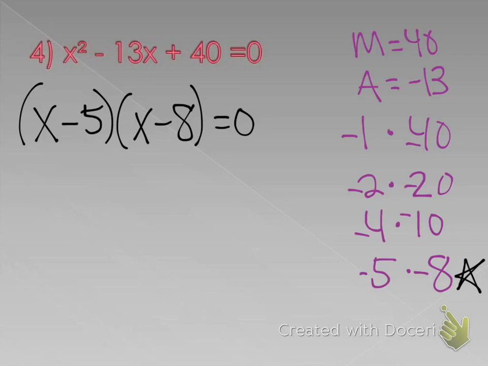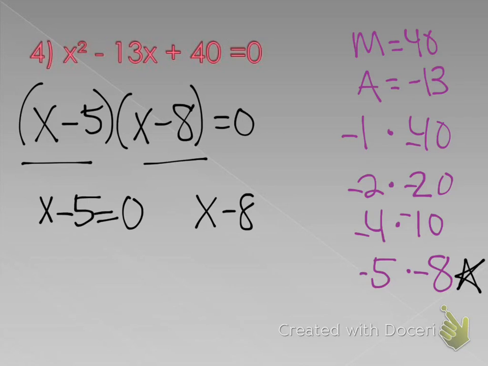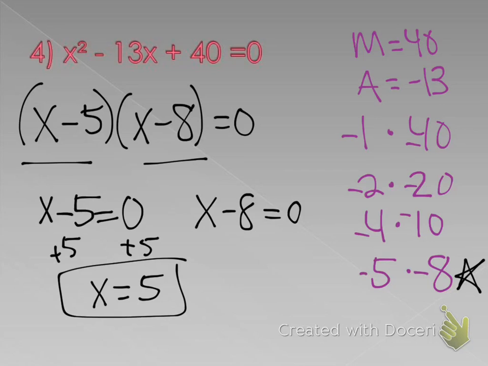Okay. Now what? Plus 5. You got to write them out first. X minus 5 equals 0. X minus 8 equals 0. And then, yes, you were right. We're going to add 5. So we get positive 5 as a solution. We're going to add 8. So we also get positive 8 as a solution.